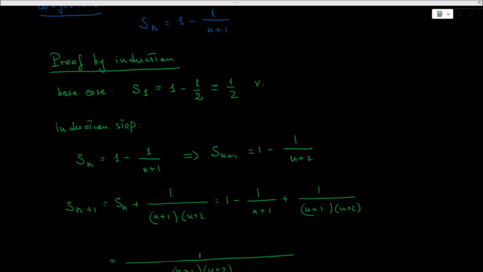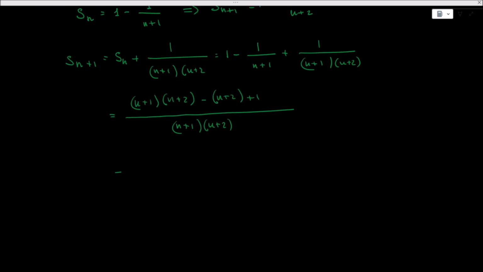We need to have n plus 1 times n plus 2 minus n plus 2 plus 1. Okay, let's proceed with this expression, and let's expand the products at the numerator. We can leave n plus 1, n plus 2 at the denominator, and on top we have n squared plus 3n plus 2 minus n minus 2 plus 1.